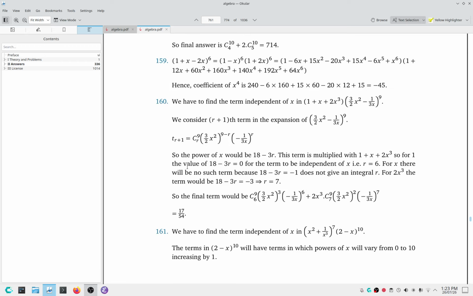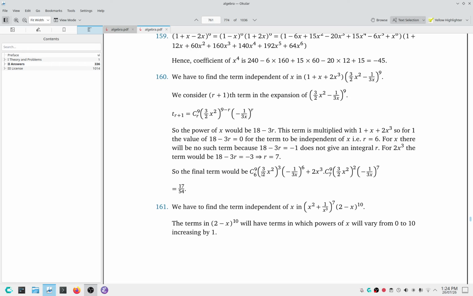So for 1, 18 minus 3r is equal to 0, that is r is equal to 6. For x, the term would be 18 minus 3r equal to minus 1, which does not give an integral r. For 2x cubed, 18 minus 3r would be minus 3, that is r is equal to 7. So the final term would be 9C6 (3 upon 2x squared) to the power 3 times (minus 1 upon 3x) to the power 6, plus 2x cubed times 9C7 (3 upon 2x squared) to the power 2 times (minus 1 upon 3x) to the power 7. The sum would be 17 upon 54.